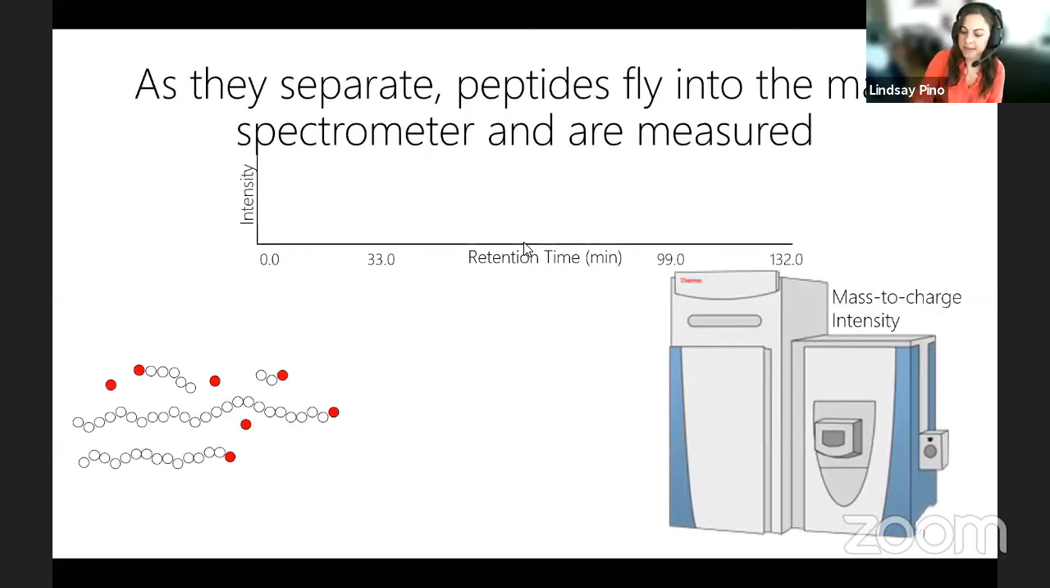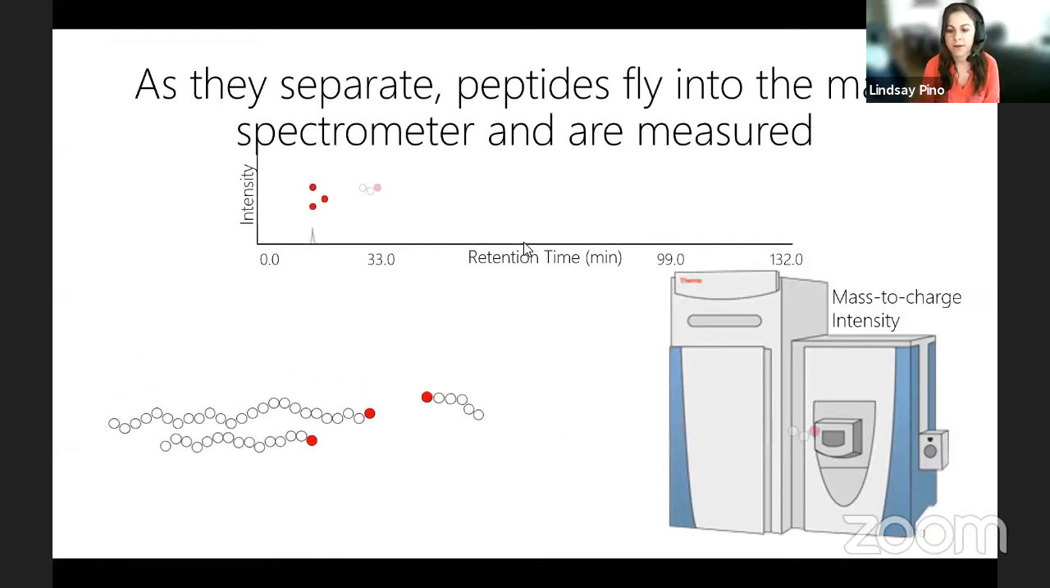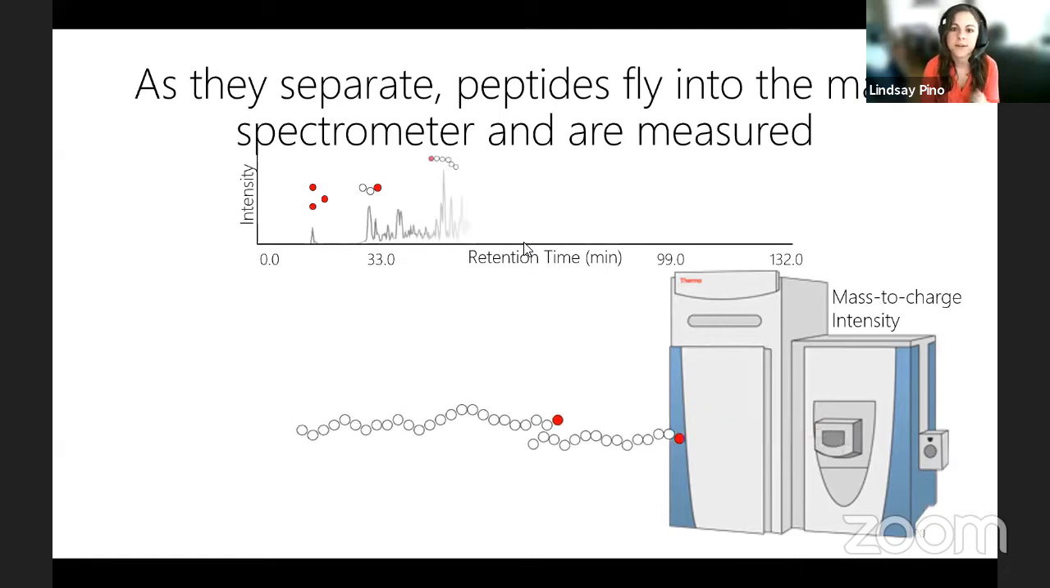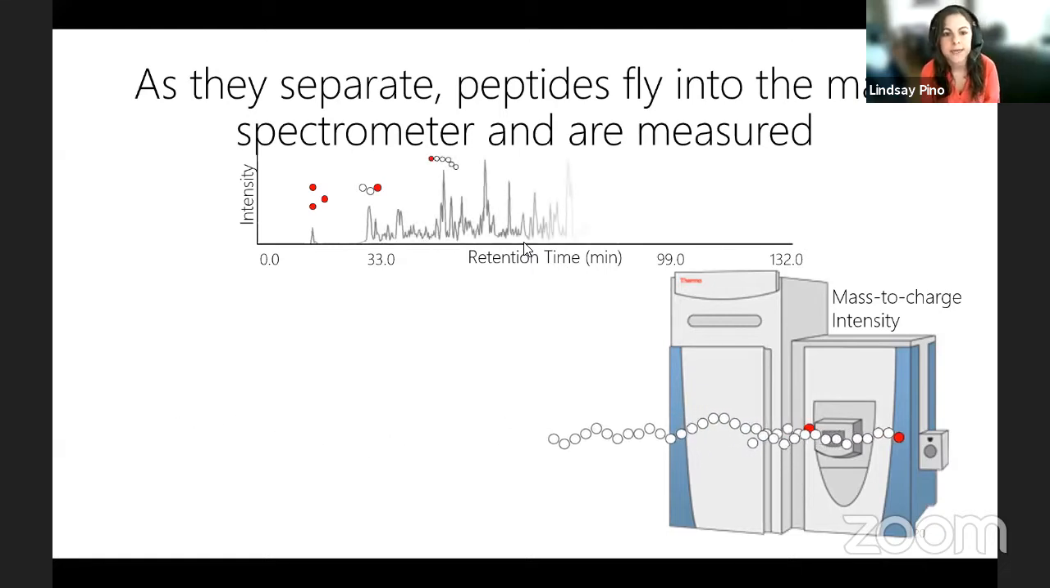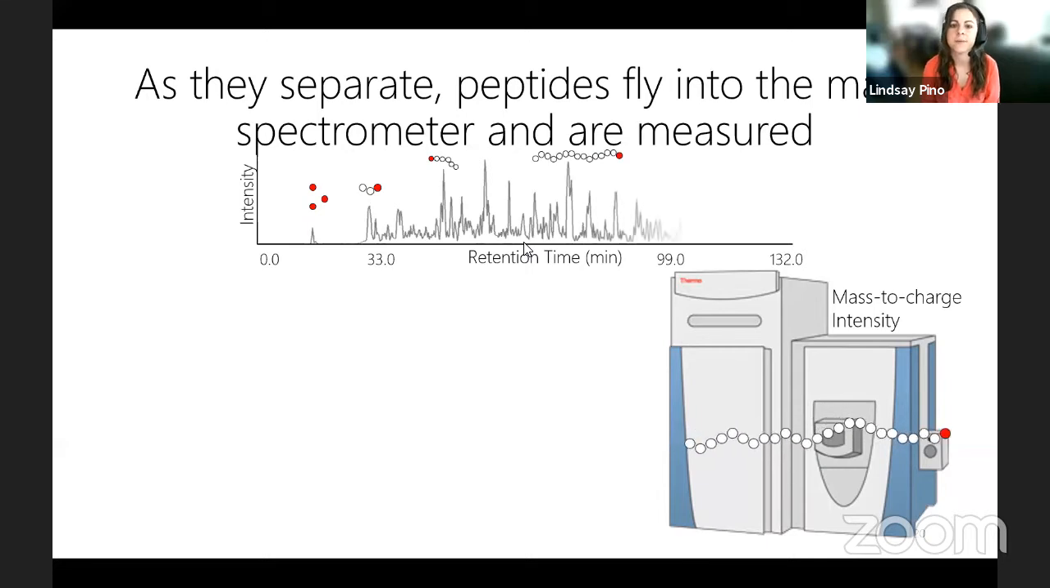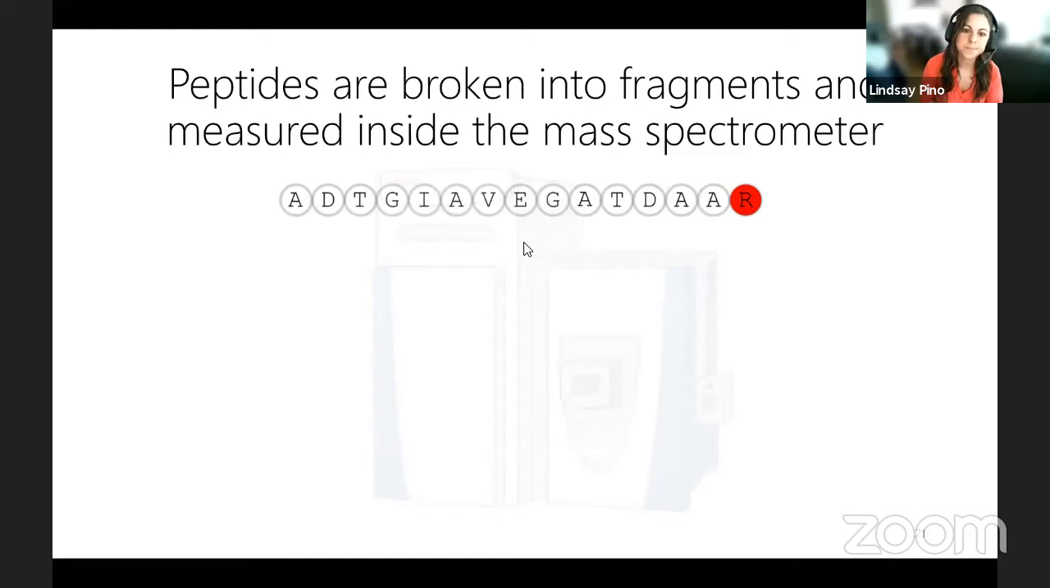So what this means is that in the mass spectrometer, the two measurements we're making are the mass to charge and the intensity of these ions. Typically at the beginning of a liquid chromatography gradient, we're getting these very small hydrophilic peptides. And then at the end of the gradient, we typically get longer hydrophobic peptides. We're measuring their mass to charge, and we're measuring their intensity as they go into the mass spectrometer. These peptides, once they're in the mass spectrometer, are going to be broken into fragments.